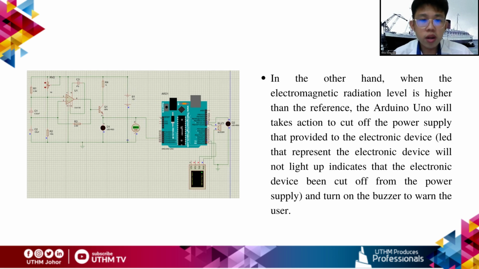On the other hand, when the electromagnetic radiation level is higher than the reference, the Arduino Uno will take action to cut off the power supply provided to the electronic device. The LED that represents the electronic device will not light up, indicating that the electronic device is being cut off from the power supply, and the buzzer will turn on to warn the user.